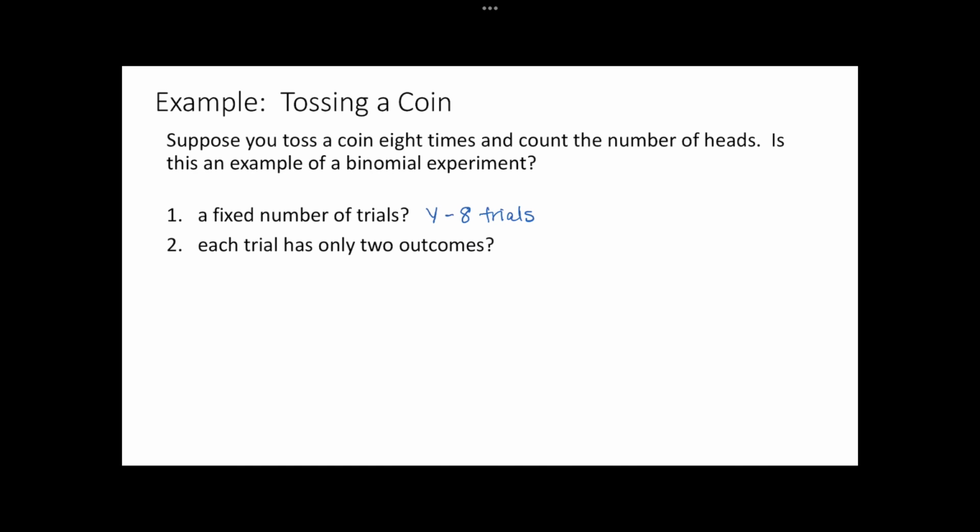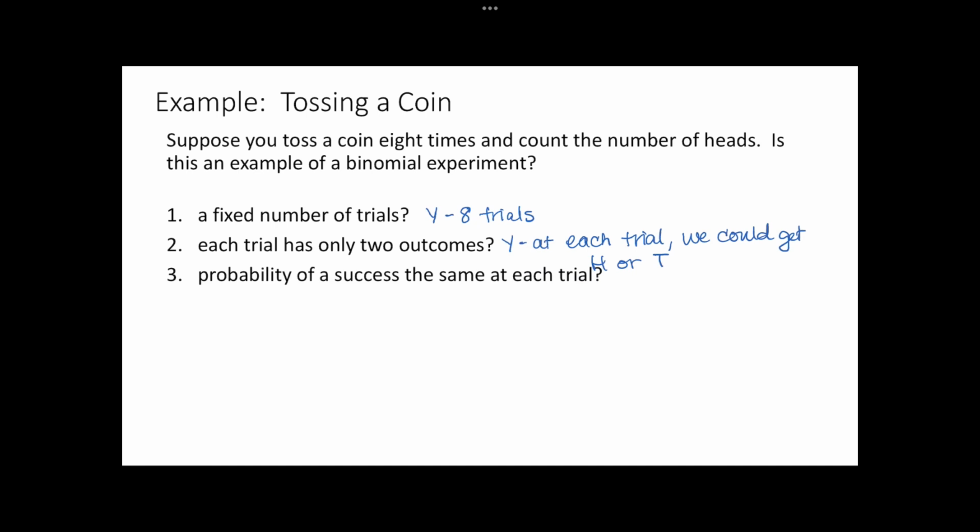Are there only 2 outcomes in each trial? Yes. At each trial, we're going to flip the coin, and we could get heads or tails. Is the probability of a success the same at each trial? Here, a success is going to be getting heads because we're interested in counting the number of heads. And the probability of getting a heads at each trial is always going to be 1/2 or 0.5.